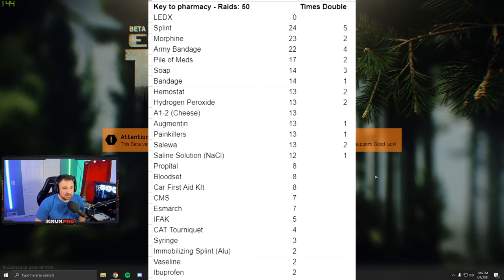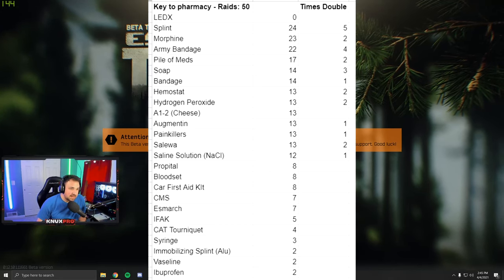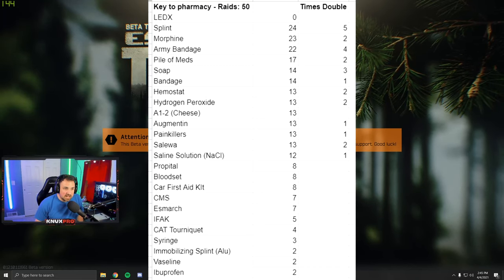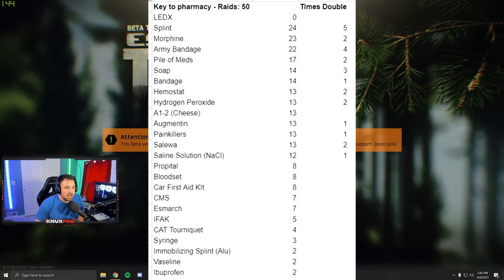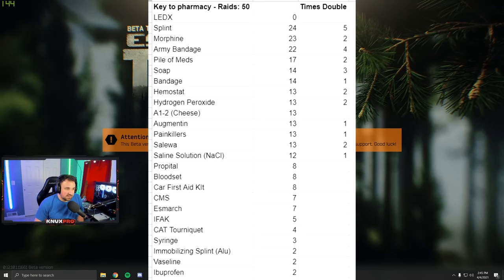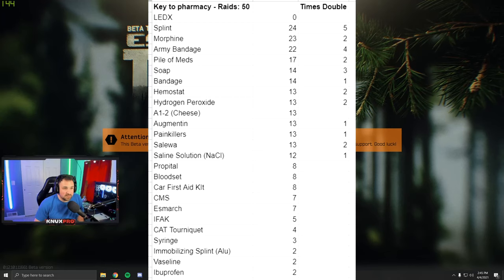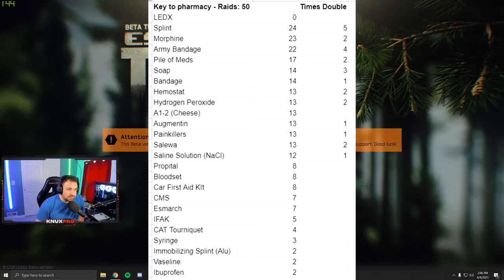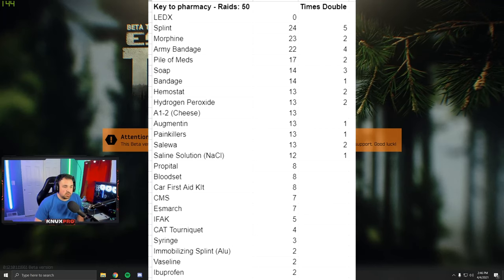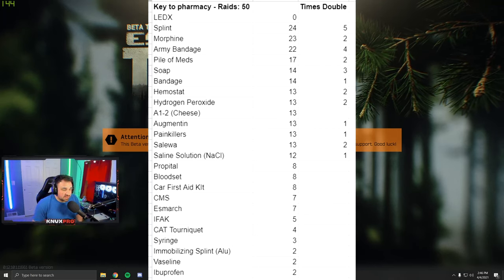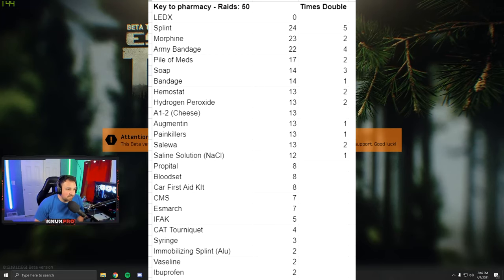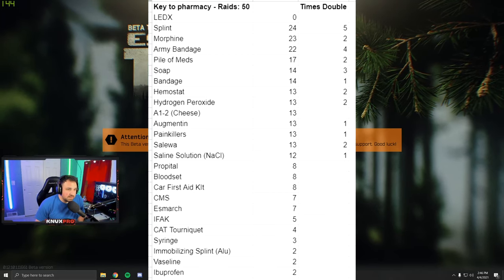Looking at the list, Splints takes the top spot with 24 finds. The right column is times double. That just means how many times I found the item twice inside the room at once. Morphine takes second place with 23 finds. I found doubles of that twice. There are two quests out there that require you to find in raid morphines. So this could be a good place for that.